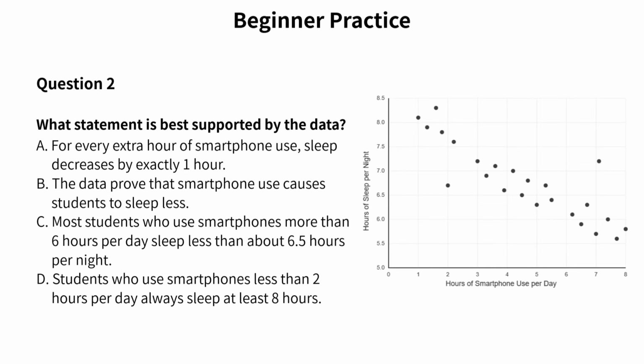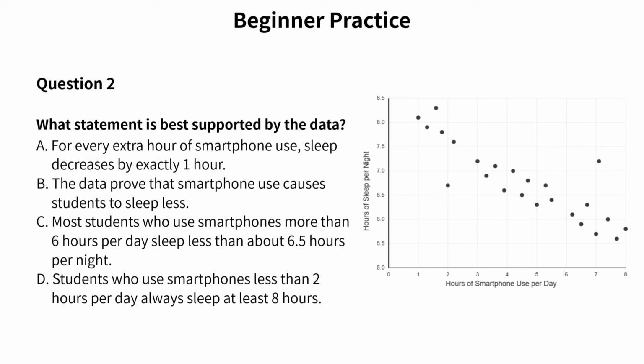Let's move on to beginner practice, question 2. You'll have 60 seconds to think, so first, make sure you understand what the graph is showing. Take a moment and look carefully at this scatterplot. On the horizontal axis, we have hours of smartphone use per day. On the vertical axis, we have hours of sleep per night.